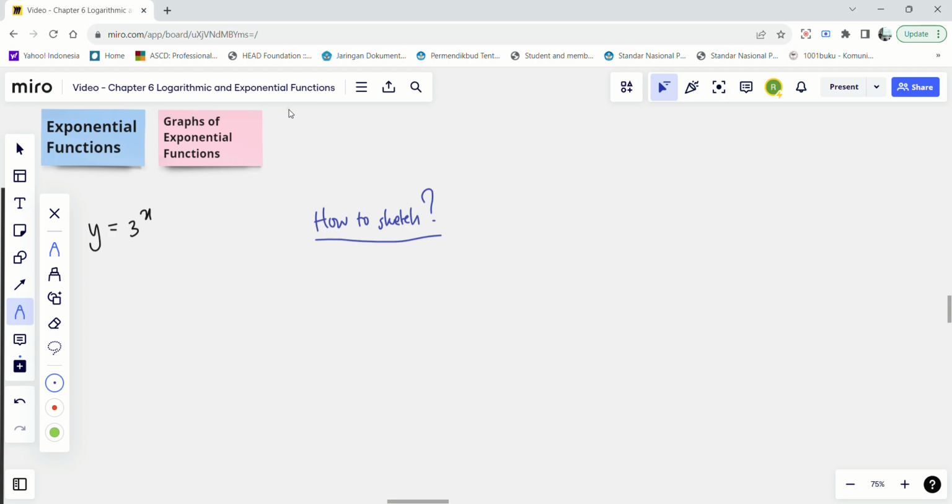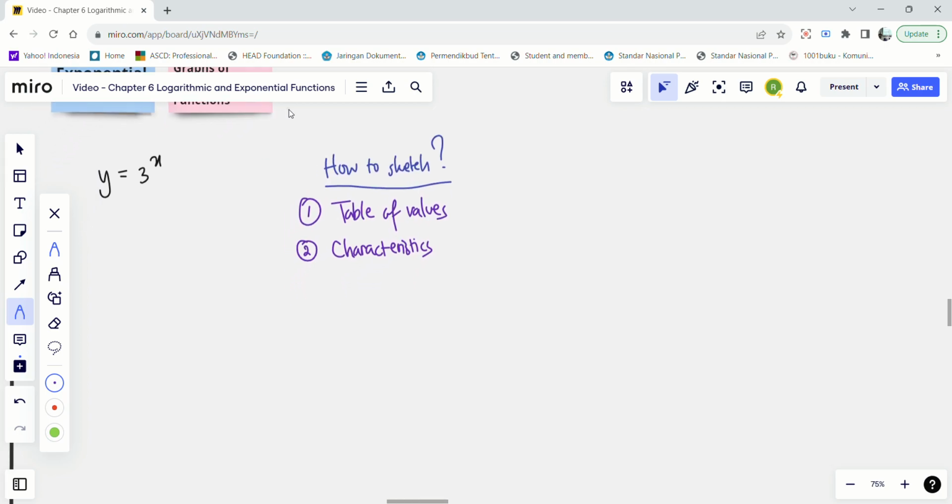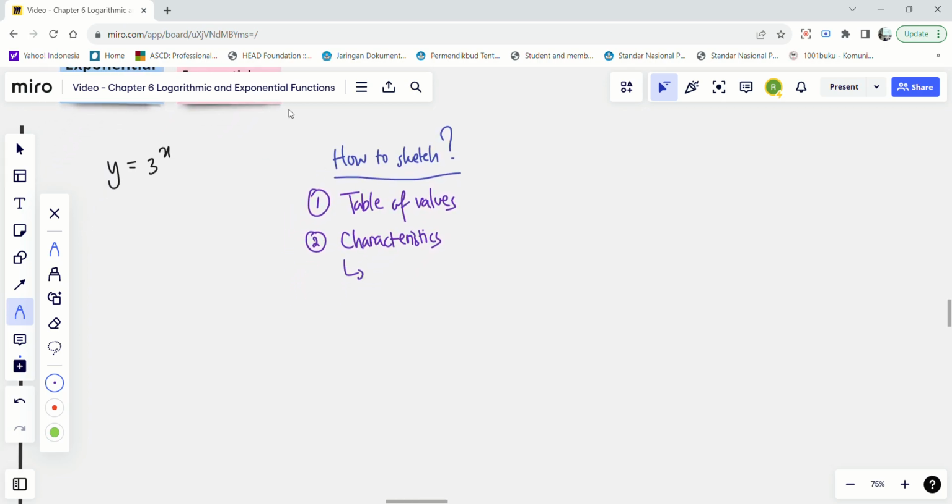It's really important for us to recall how we sketch straight line functions, linear functions, quadratic, and so on. So table of values are definitely important, right? Table of values are the very first way whenever we want to sketch a graph. But aside from the table of values, we learned back then that it's really important for us to know the characteristics. But what do we mean by the characteristics? What are we referring to when it comes to characteristics? There are a lot of them.